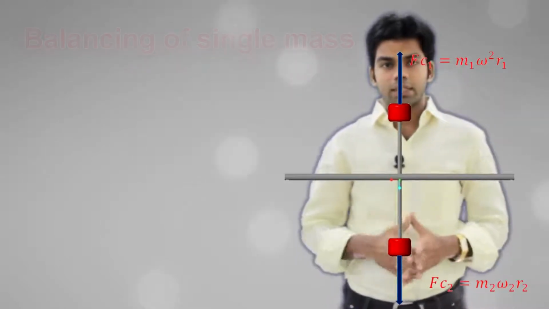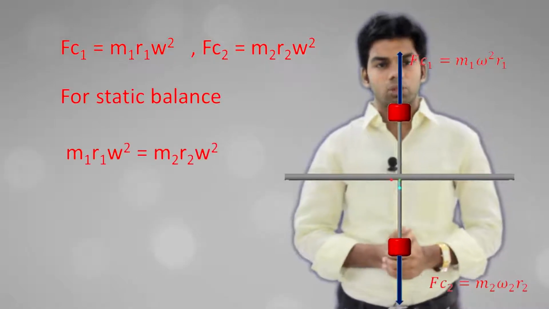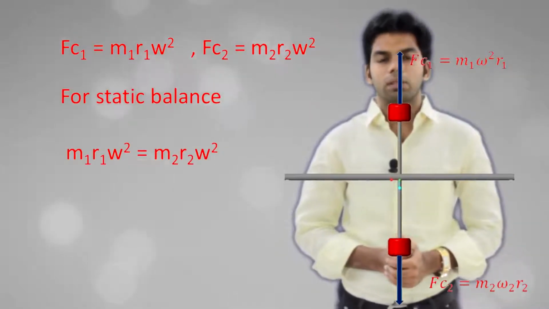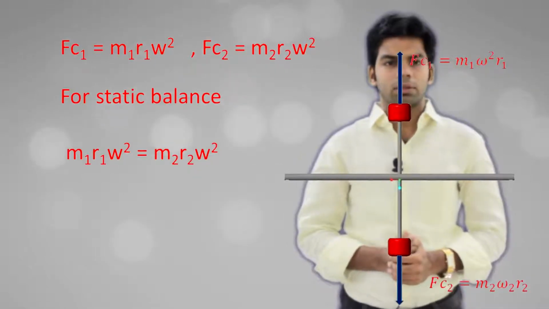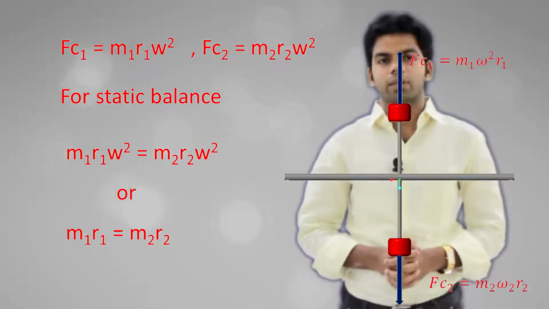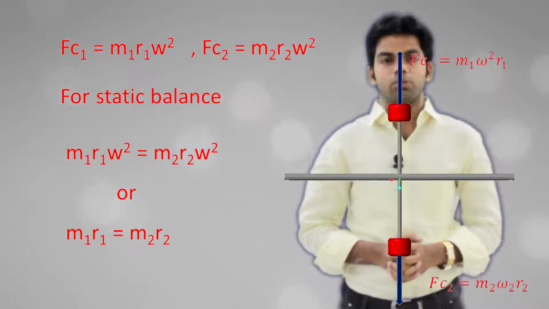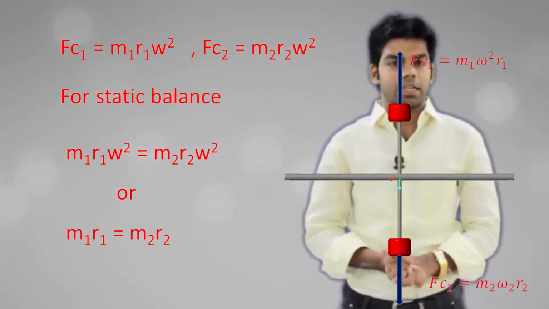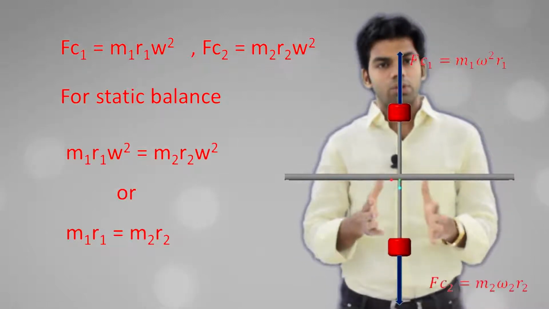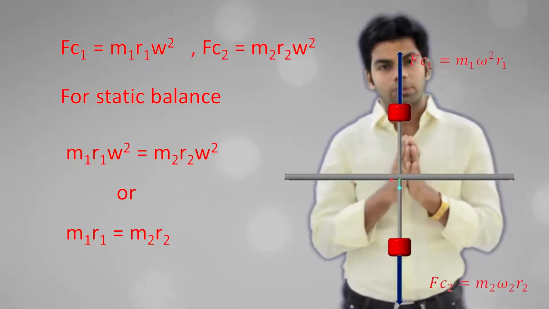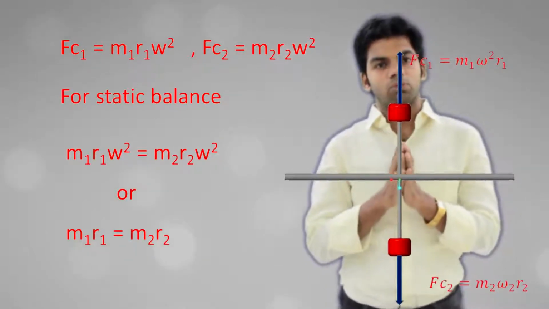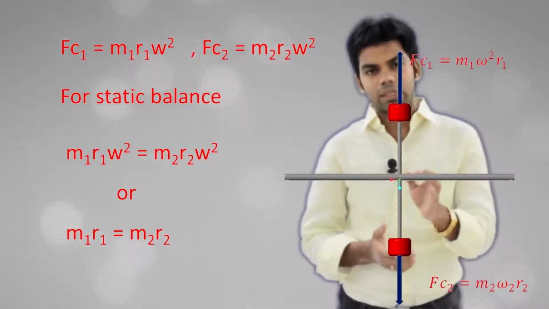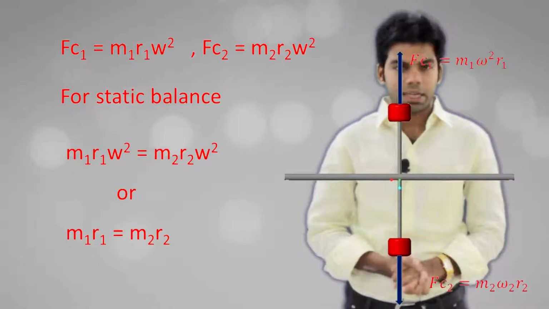For the balance condition, obviously Fc1 should be equal to Fc2, or m1 r1 omega square should be equal to m2 r2 omega square. The omega square will get cancelled out, and you will get m1 r1 equal to m2 r2. So this is the condition for static balancing. As I told you, in static balancing our main purpose is to make the center of mass coincide with the axis of rotation. Then we can say that the component is statically balanced.